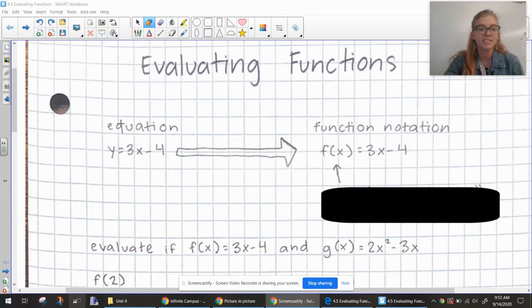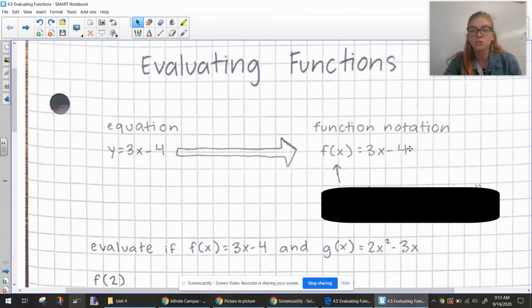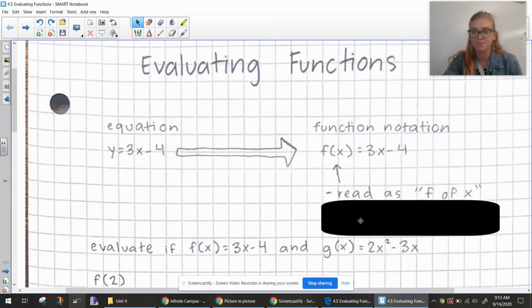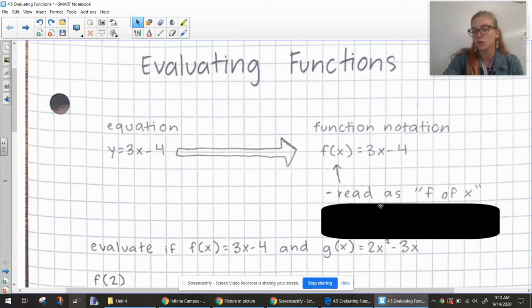So if I have this equation, y equals 3x minus 4, and I would like to write it in function notation to tell me that this is a function, I'm going to write it as f of x equals 3x minus 4. Notice that the only thing that changes when we move this to function notation is that y turns into this f of x. So the first thing to note is that this is read as f of x, not fx, not f parentheses x, f of x, which means the function of x.